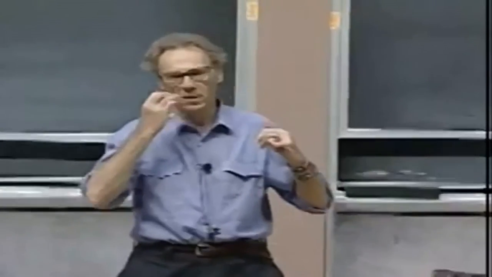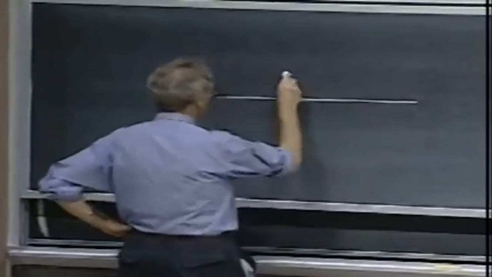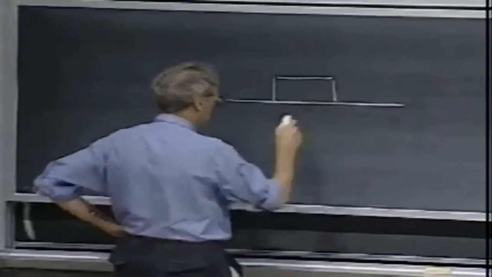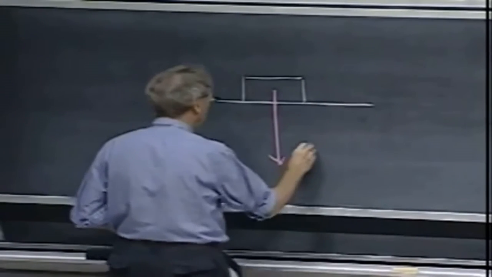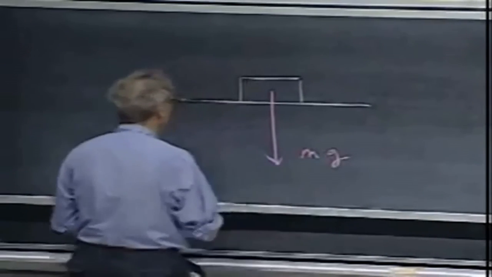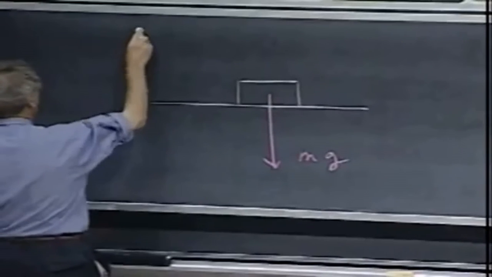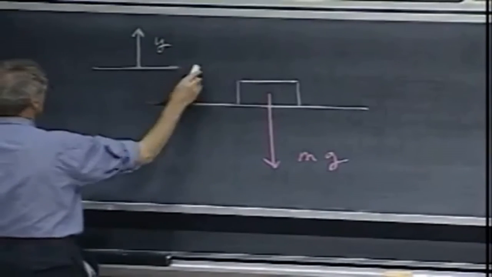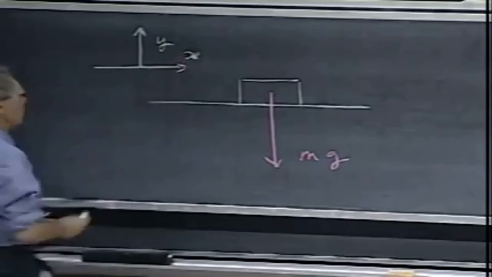Thank you. We're going to talk about friction, which we have never dealt with. Friction is a tricky thing, not as easy as you may think. I have an object on a horizontal surface. The object has a mass m, gravitational force mg. This is the y direction. This could be the x direction.